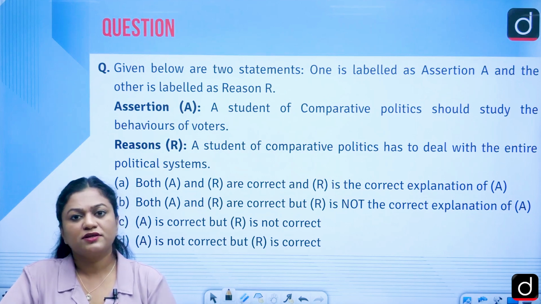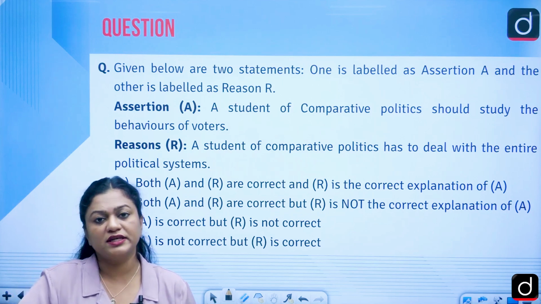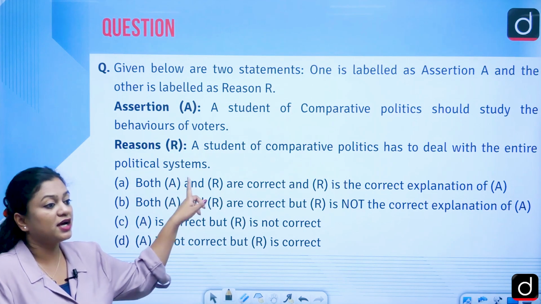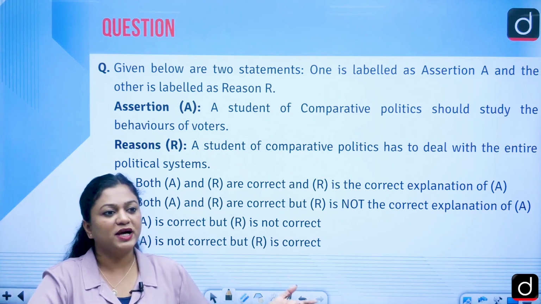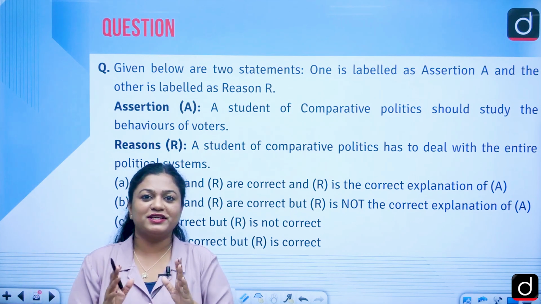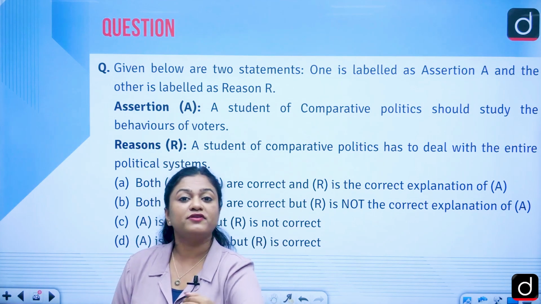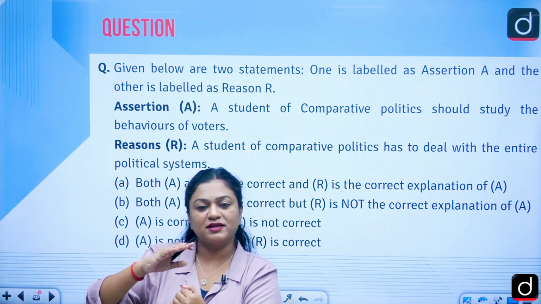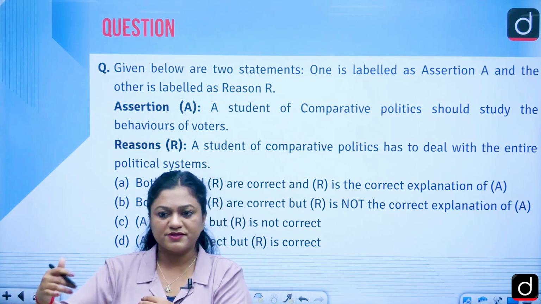Why? It is because, obviously, as students of comparative political analysis, we have to study the behavior of the voters, as well as deal with the entire political systems. If not, then how are we going to understand? By studying the behavior of voters alone, we cannot just stay behind the veil of ignorance or the original position. We have to deal with different political systems and how it can be applied there. There are different types of political systems, and we have to apply them.